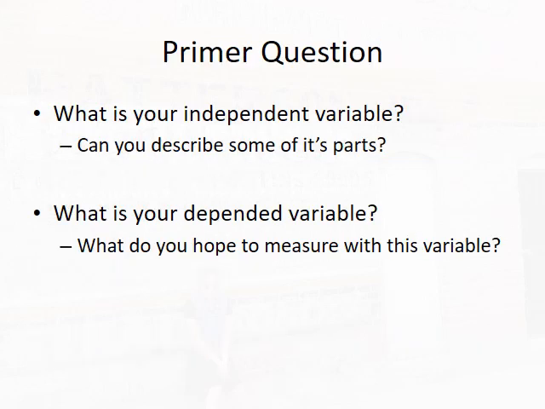Primer question page, and don't think too much about it, just say it out loud. What is your independent variable? How about your dependent variable? We did it in lecture 3, so if you don't automatically know what your independent variable is, then you should probably not necessarily go back right now, but start thinking, what is an independent variable, and more importantly, what are some of its parts? Your dependent variable, what it hopes to measure. Do you have any idea on those? Good job. Let's do a couple of review slides here.